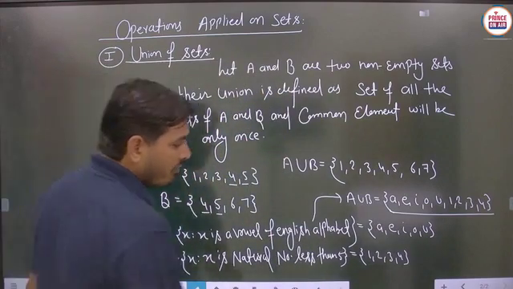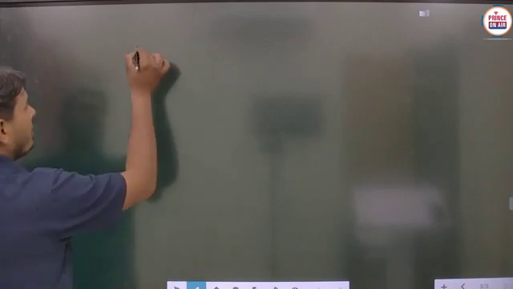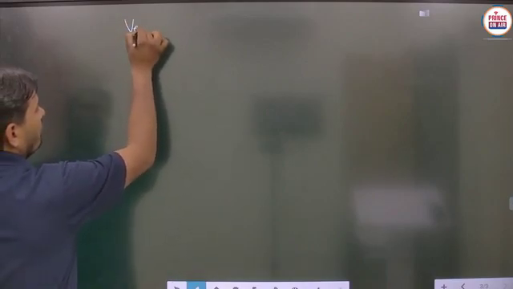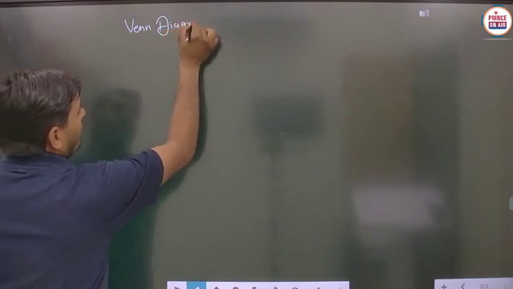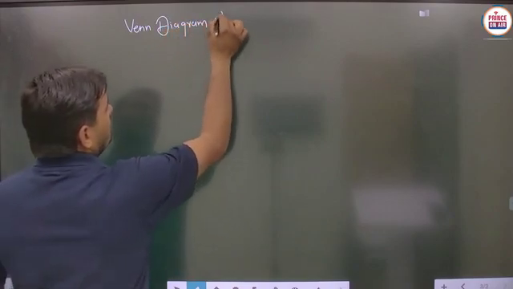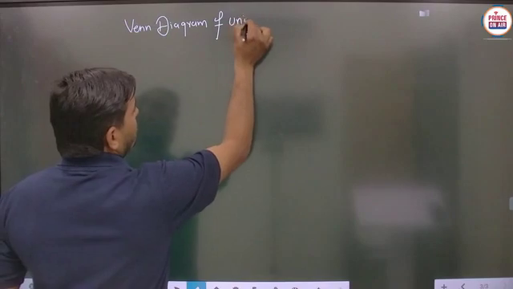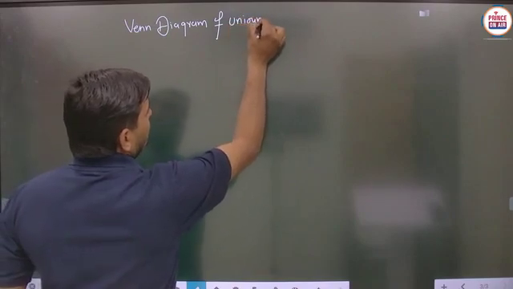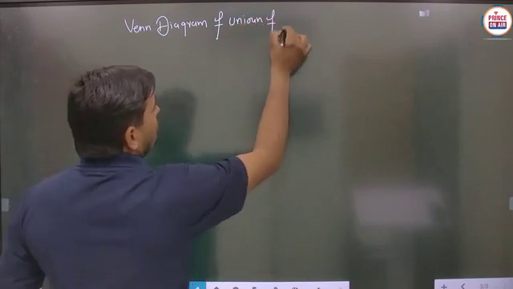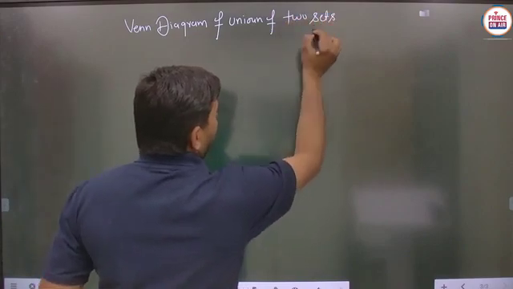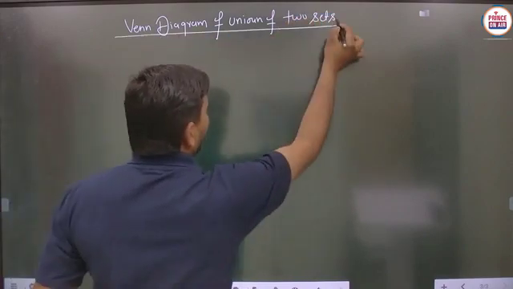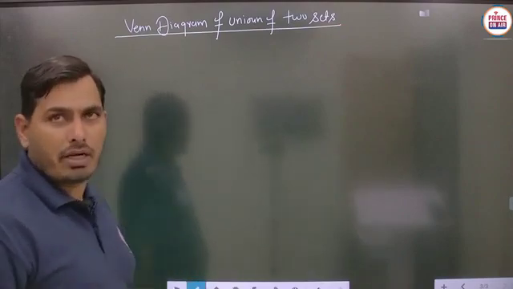So the next part we are taking here: the Venn diagram of the union operation, the Venn diagram of the union of two sets. Is it clear? So we have to take the Venn diagram of the union of two sets. Is it clear?